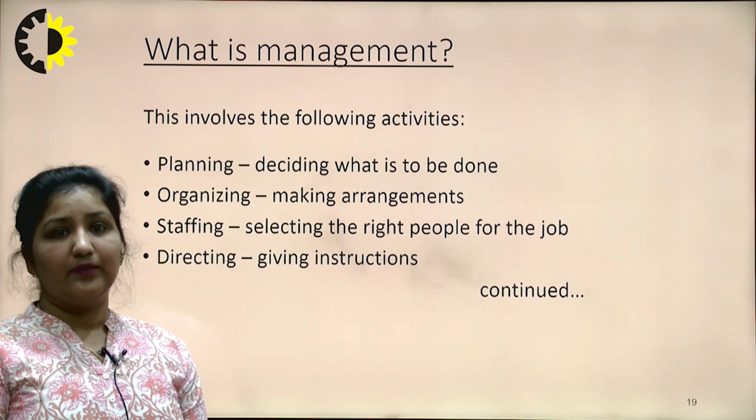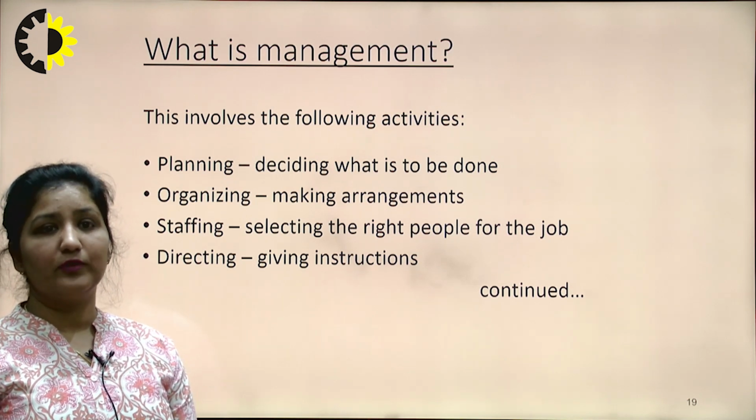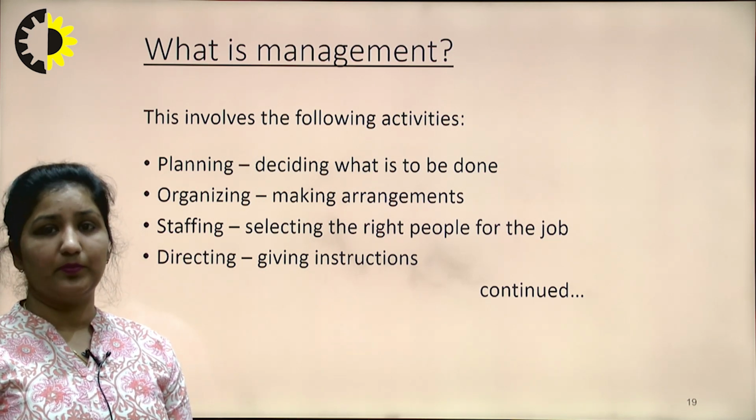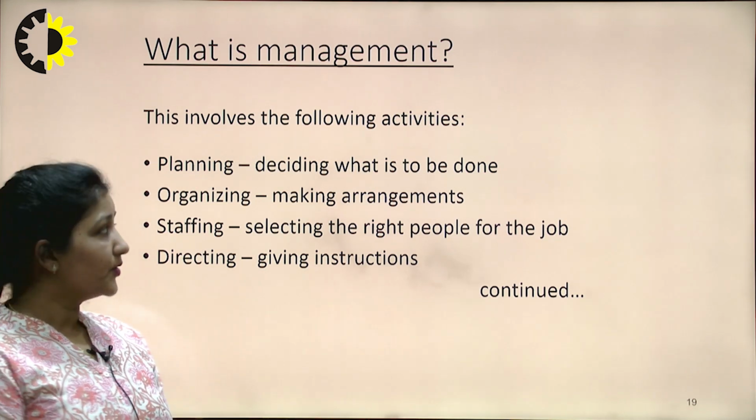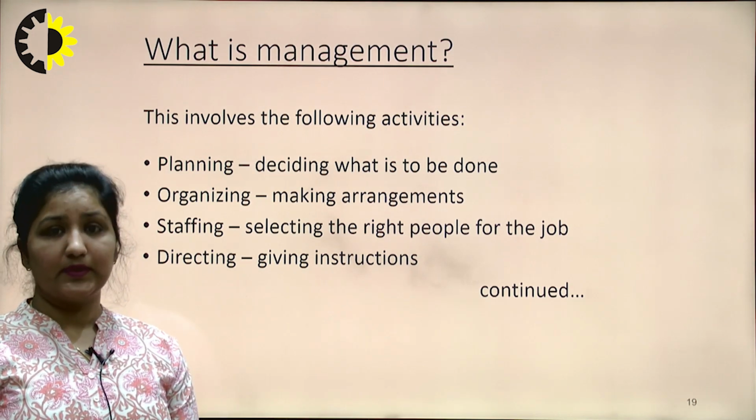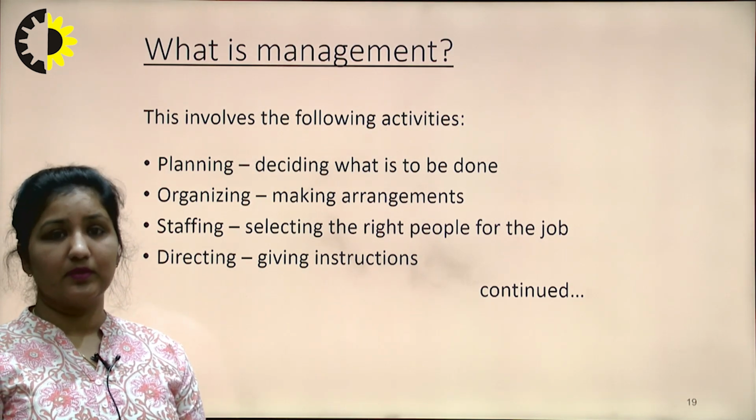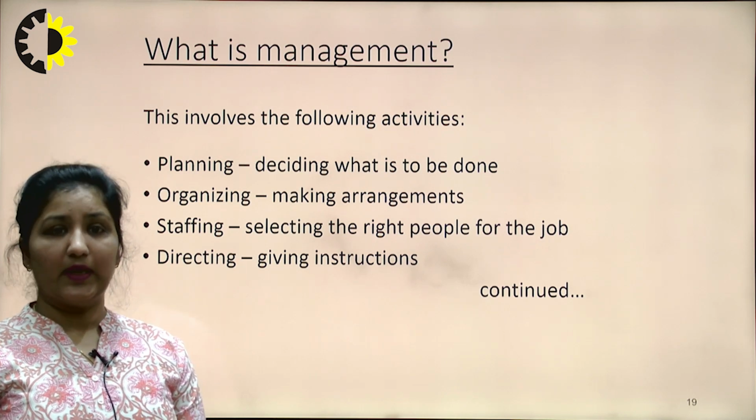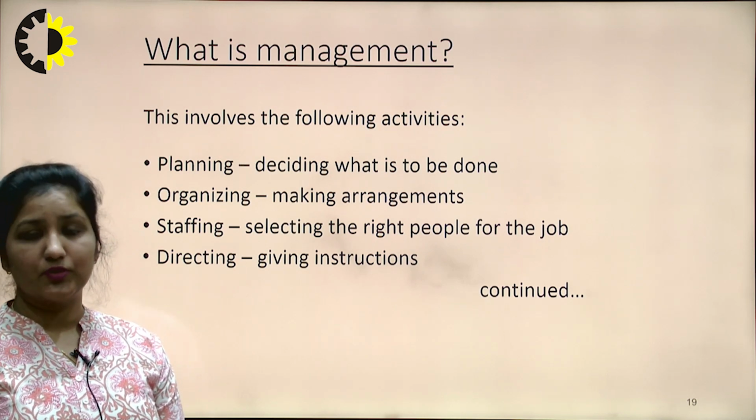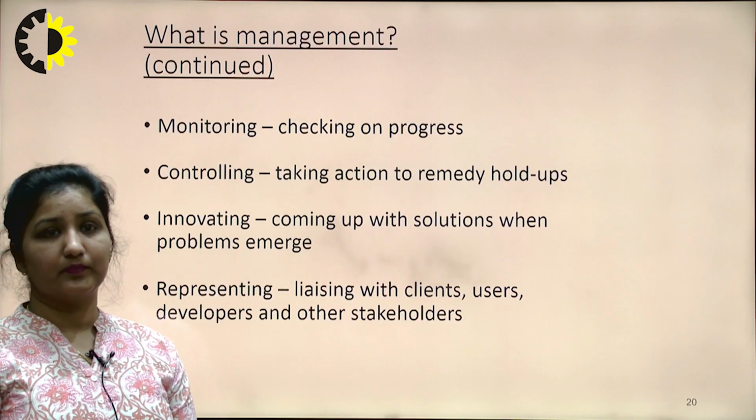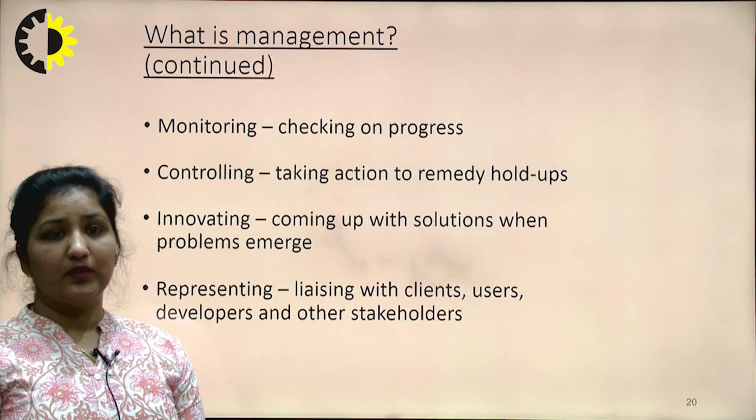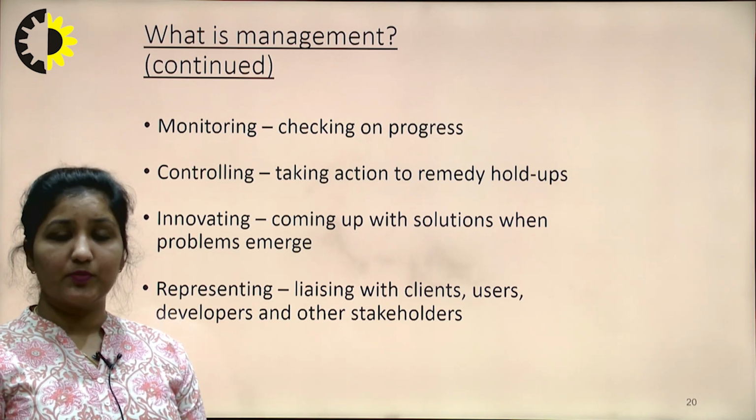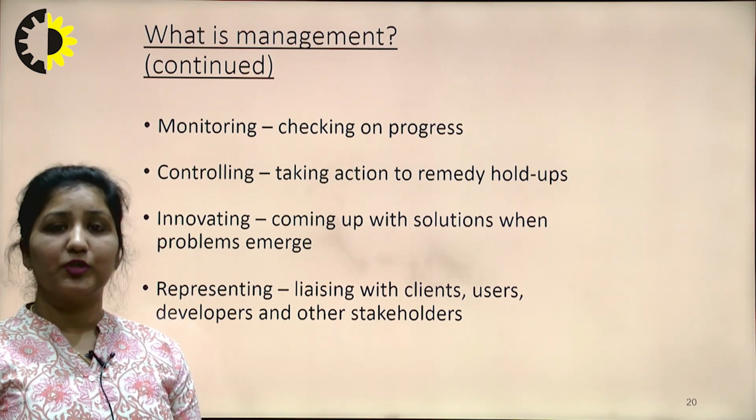Now as we have seen, management involves planning, organizing, staffing and directing. So planning is deciding what is to be done. Organizing means making the arrangements. Staffing is selecting the right people for that particular project. And directing, we need to give the instructions to the people. Monitoring, controlling, innovating and representing. So these all come under management, as well as under project planning.